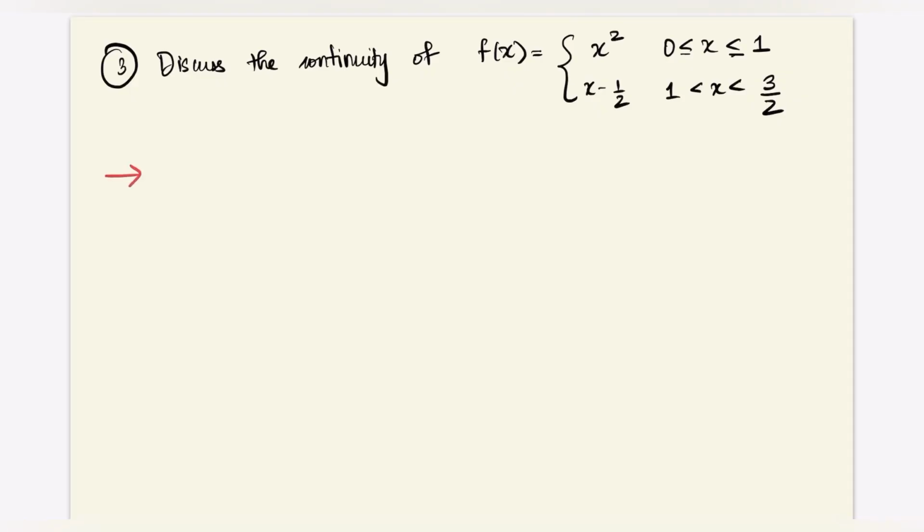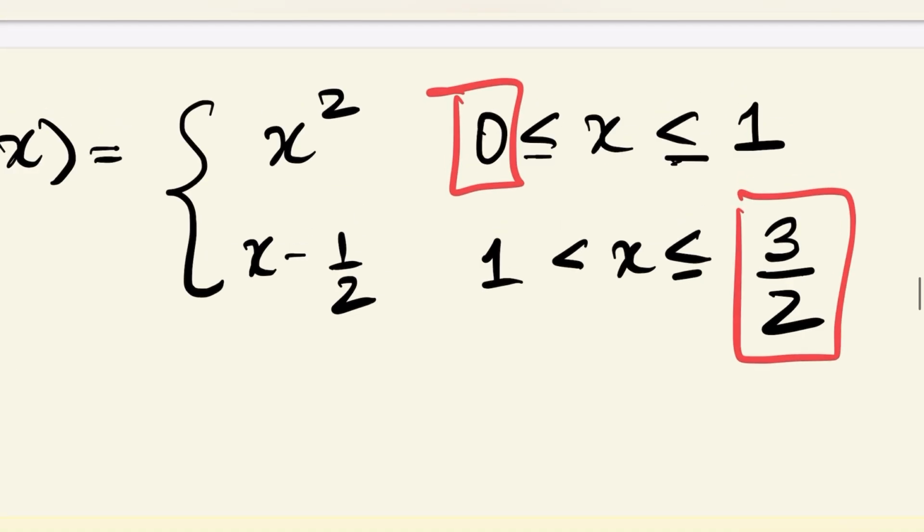Here again, the question is discuss the continuity of f of x, which is x square in the first part of the domain and x minus 2 in the second part of the domain. Here also there is a piecewise definition of the function. So you can say that the domain of the function here is 0 up to 3 by 2, the closed interval. As you can see, the first point is 0 and the second point is 3 by 2. I'll modify the question a little bit. Okay, so 3 by 2 is included over here. Now, you can say as usual that the function is continuous in the first part as it is a polynomial, f of x is equal to x square.